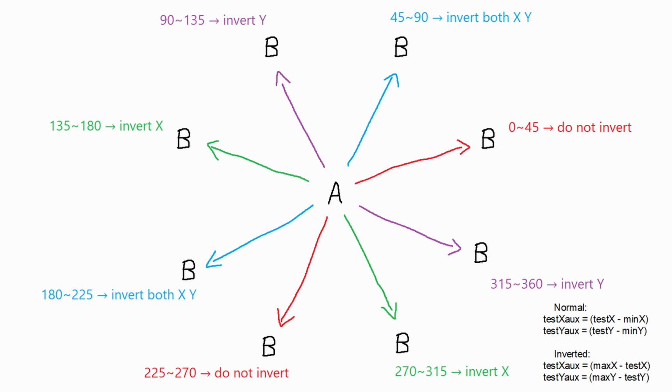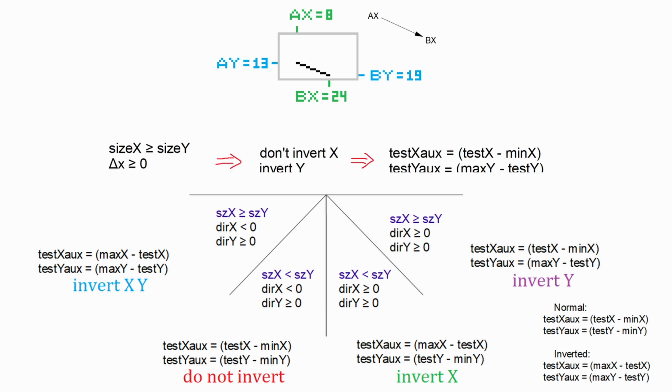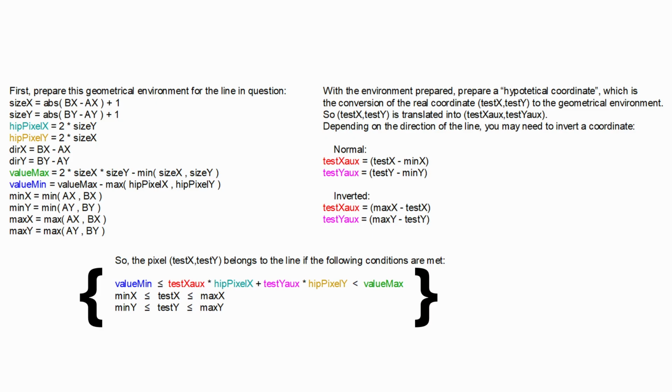These are the directions. I'll write them as angles for clarity, but it's better to use aspect ratio and direction, dir x, dir y, to determine the case. With the coordinate conversion done, you can now do the check. The pixel, test x, test y, belongs to the line if the following conditions are met.